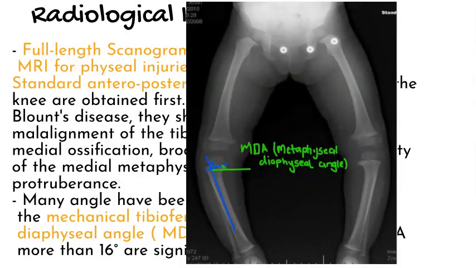This X-ray shows a full-length scanogram or whole lower limb profiling. We can see the medial metaphyseal deficit angle is measured in the X-ray.